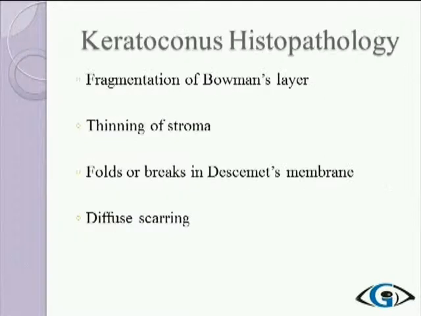So the histopathology of keratoconus: it causes fragmentation of Bowman's layer. It can cause thinning of the stroma, as well as folds or breaks in Descemet's membrane that equate to clinical hydrops, and it can cause diffuse scarring. So you see scarring between the fibrils of the stroma, and all these unusual cells that shouldn't be there.